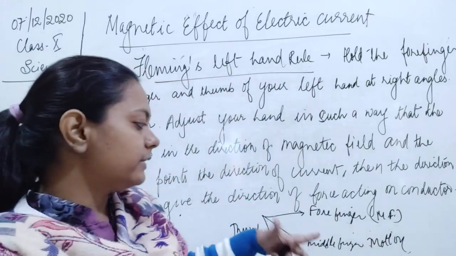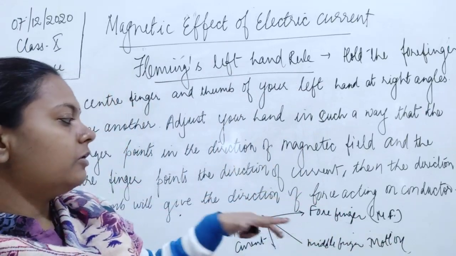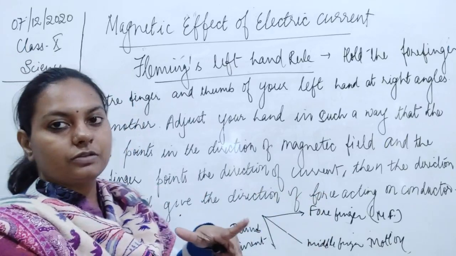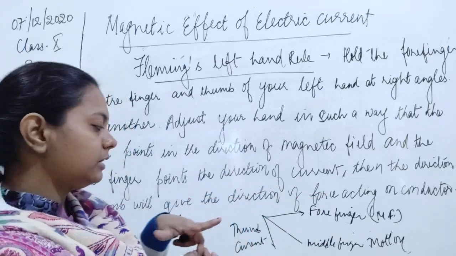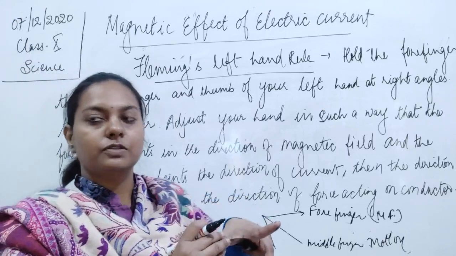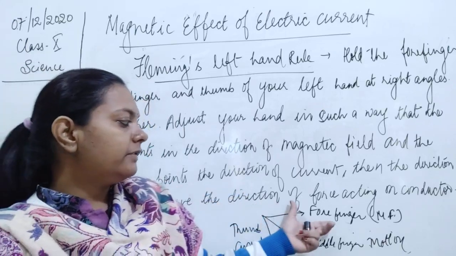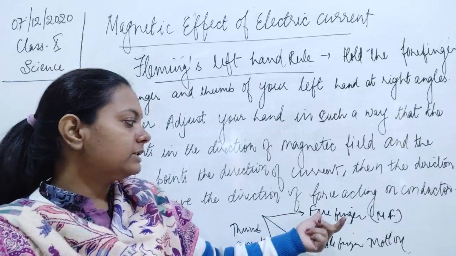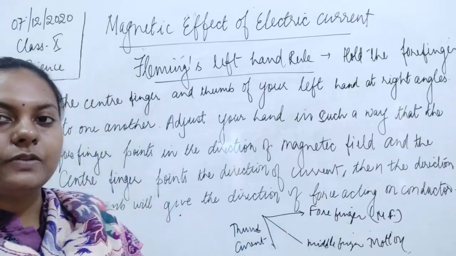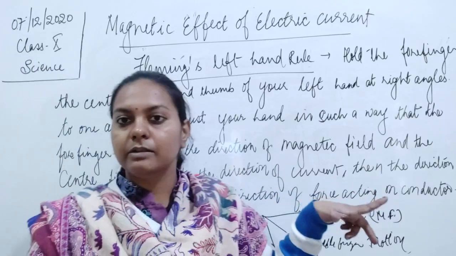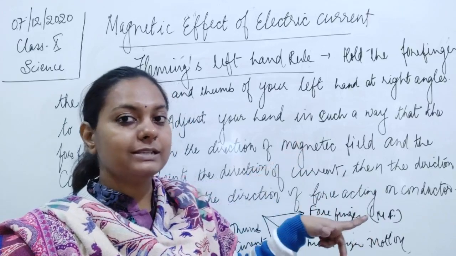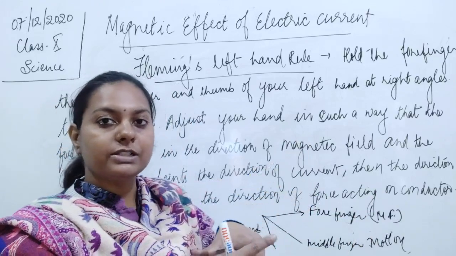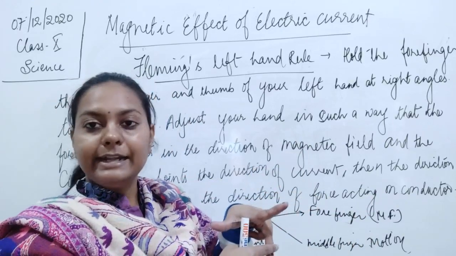So what does this rule say? This law says when you stretch the 3 fingers, the 4 finger always points the direction of the magnetic field, the middle finger will always point the direction of the current, and the thumb always points the direction of the motion of any conductor which is moving. Or you can say that when we know 2 things, we can understand the third. So stretch your 3 fingers in such a manner: this is index finger, this is center finger, and this is the thumb, all at 90 degrees to each other.